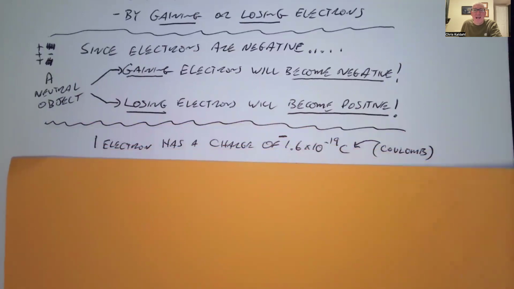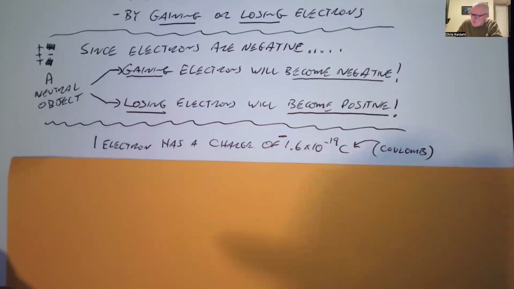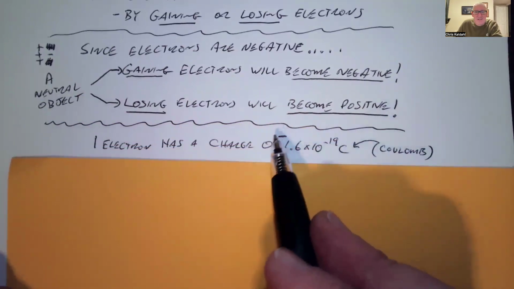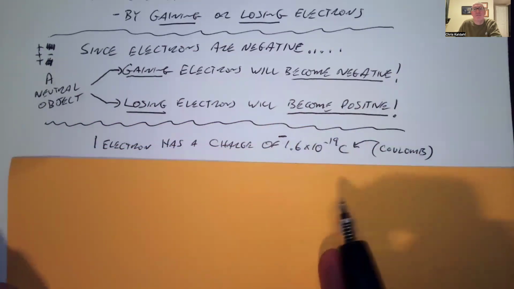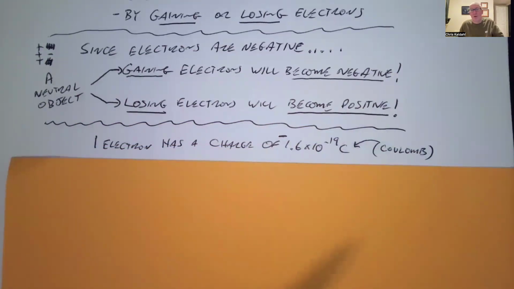All right, now we're going to dig into a little bit of math here. All right, one electron has a very specific amount of charge, all right? Just like a penny is worth 1 cent, a dime is worth 10 cents. One individual electron has a very specific charge. Since electrons are negative, it's negative 1.6 times 10 to the negative 19th. That's a very, very, very small number, all right?